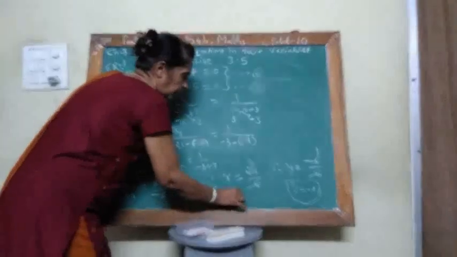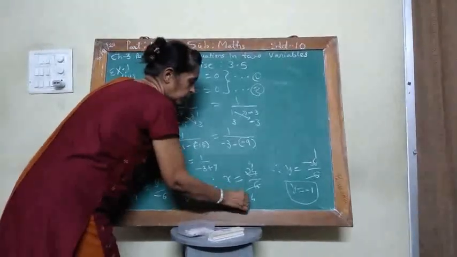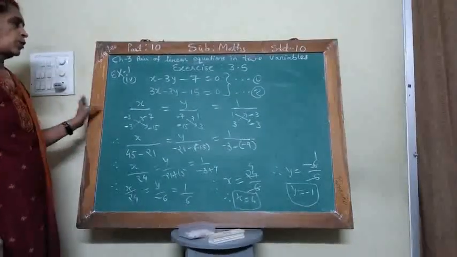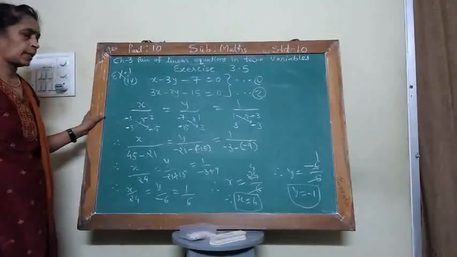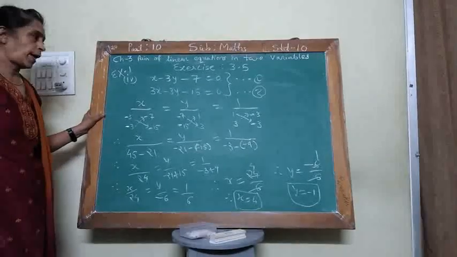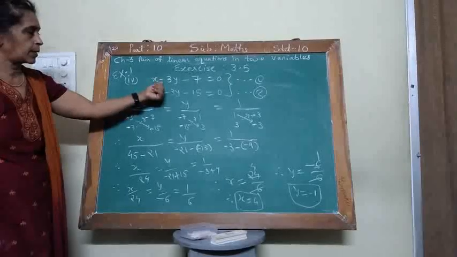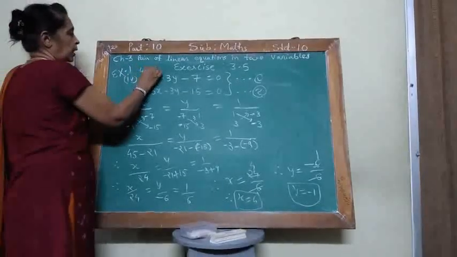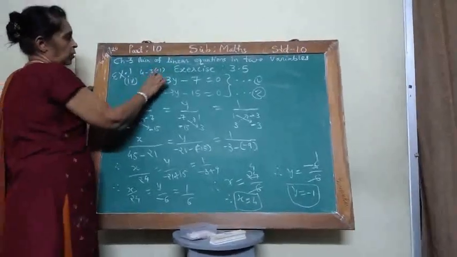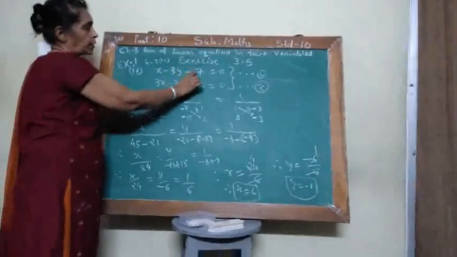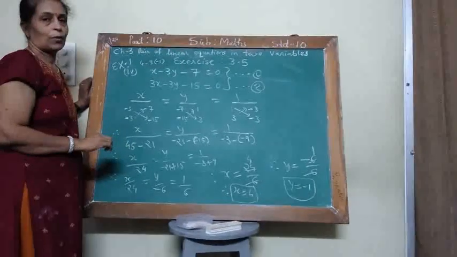And here x equal to 4. Clear? So this is the answer. Solution of this equation is x equal to 4, y equal to minus 1. You check here, if you put 4 minus 3 into minus 1. So minus minus plus, so 4 plus 3 is 7, 7 minus 7 is 0.